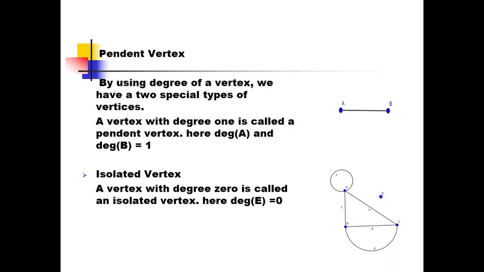Next is a pendant vertex. A vertex with degree 1 is called a pendant vertex. So the degree of A and B is equal to 1. In any graph, any vertex with degree 1 is called a pendant vertex.